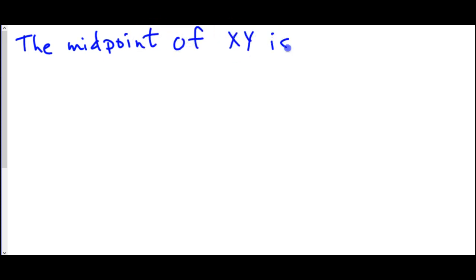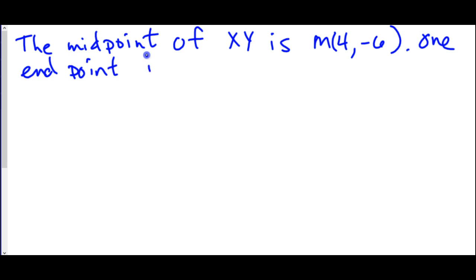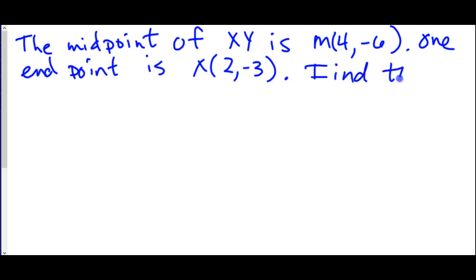So the last type of problem is if they give you the midpoint and one endpoint, and you need to find the coordinates of the other endpoint. So the midpoint of xy is M (4, negative 6). The M just stands for, hey, this is the midpoint, and that's the coordinate. One endpoint is X (2, negative 3). Again, that's just saying this coordinate 2, negative 3 would be labeled as X. Find the coordinates of the other endpoint.